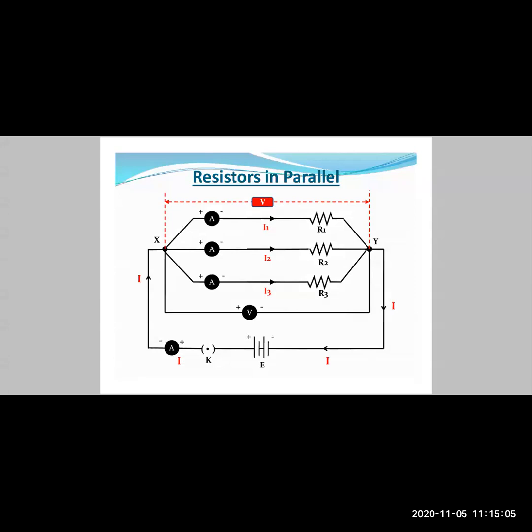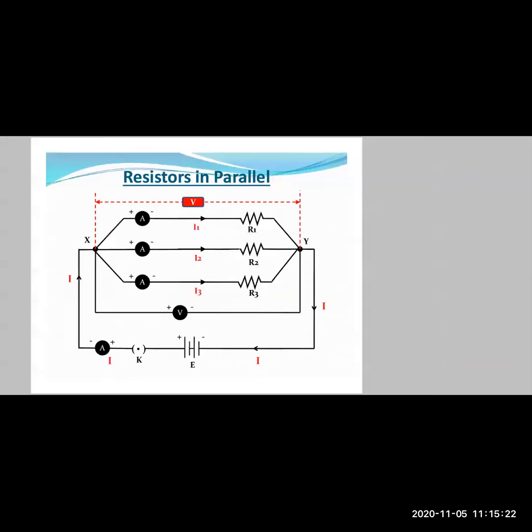The total current flowing through the circuit is I, right? Then the current flowing through resistor R1 is measured through a separate ammeter given as I1. Likewise, the currents flowing through the resistors R2 and R3 are also measured by separate ammeters as I2 and I3, right?